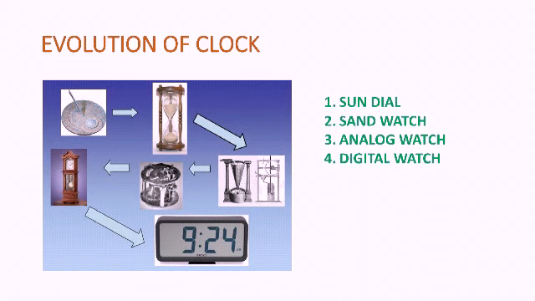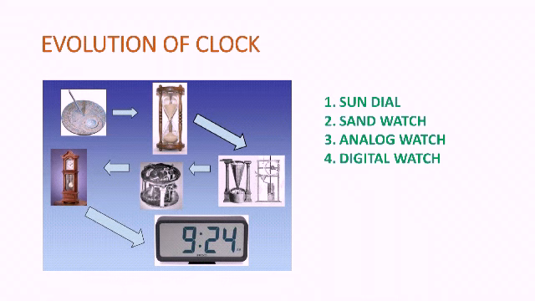Evolution of clock. What do you mean by evolution of clock? The clocks that we see now, a few 100,000 years ago, there wasn't anything similar. At the very first, look here, the first diagram shows a sundial. Sundial means a clock which works according to the position of the sun.